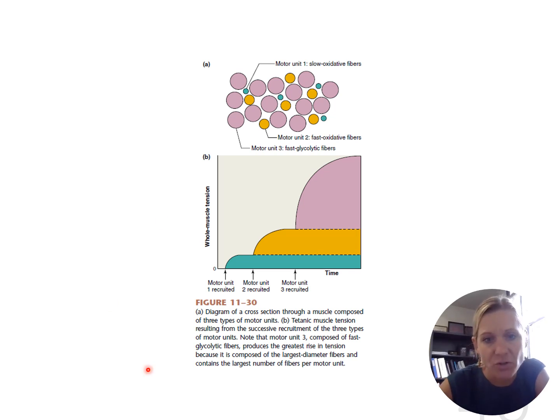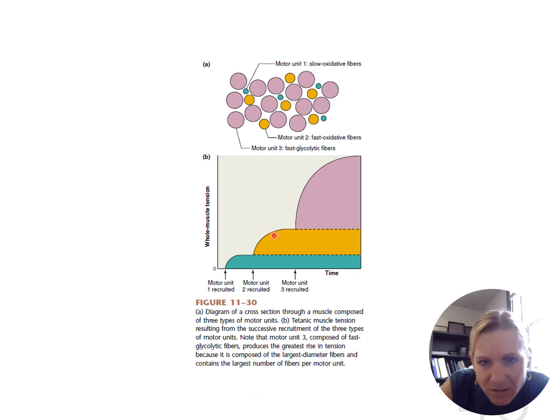This is cool. This just shows you the relationship between all three. So here you can see motor unit 1 is in green, motor unit 2 is in yellow, and motor unit 3 is in purple. Sorry, this is a little bit hard to read here. But notice that those motor unit 1, those slow oxidative or type 1 fibers, are small. So here you're looking at a cross section of the muscle, and notice that they're very small in nature. So we will activate those first.